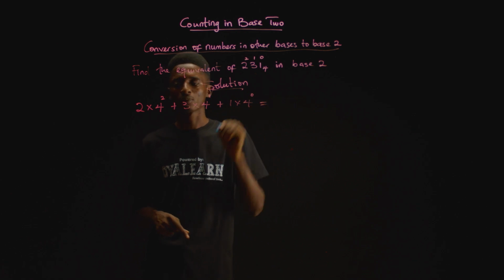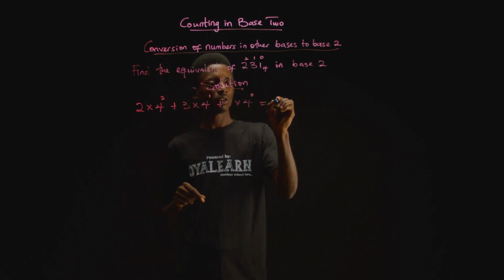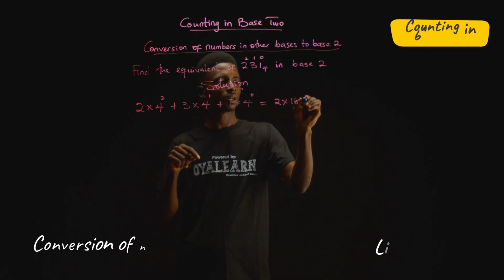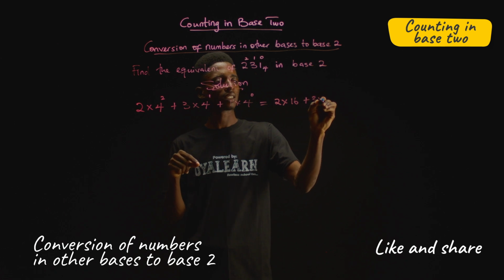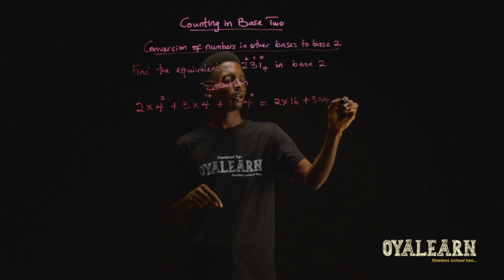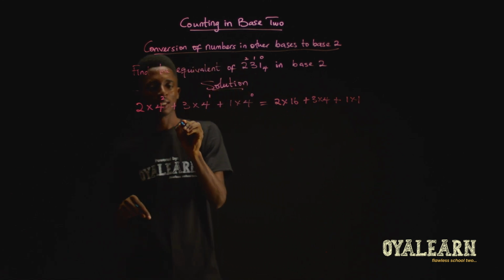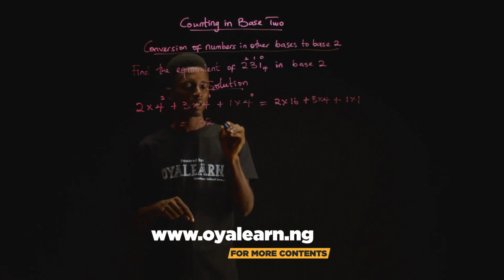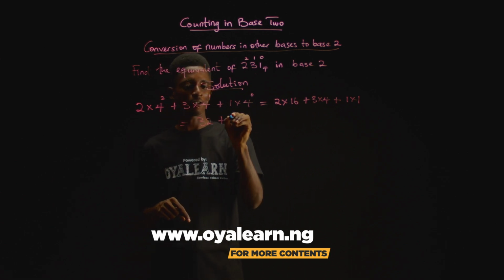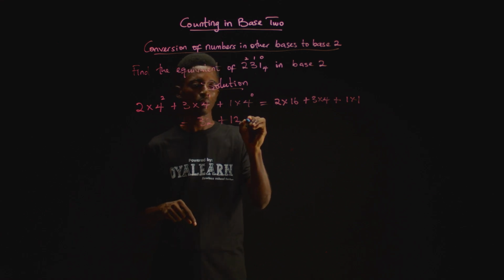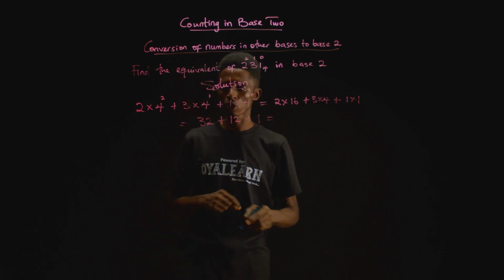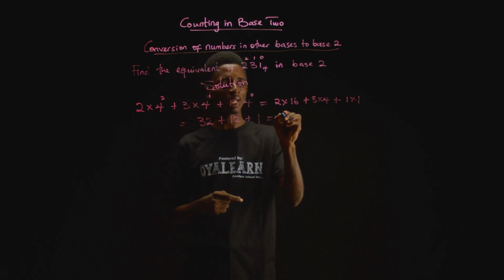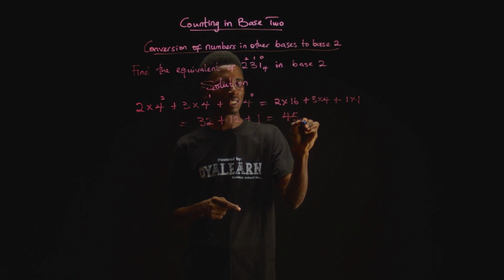And this would give us 2 times 4 squared is 16 plus 3 times 4 plus 1 times 1. Now this will then give us 2 multiplied by 16 is 32 plus 3 multiplied by 4, and we have 12 plus 1. Now let's sum it up. 32 plus 12 will give us 44 plus 1, and then we have 45 base 10.